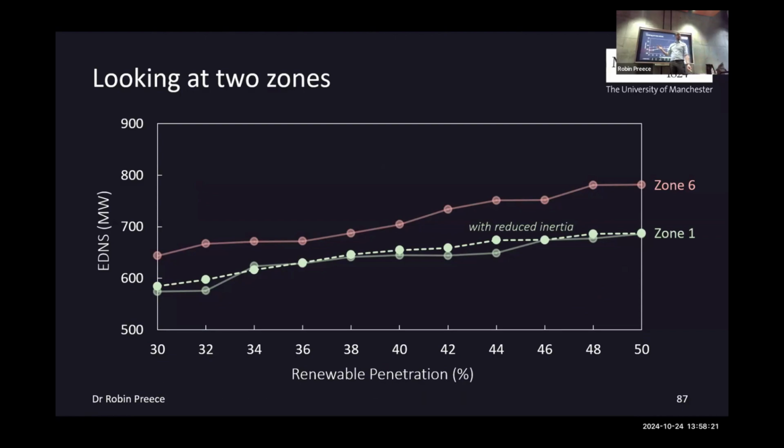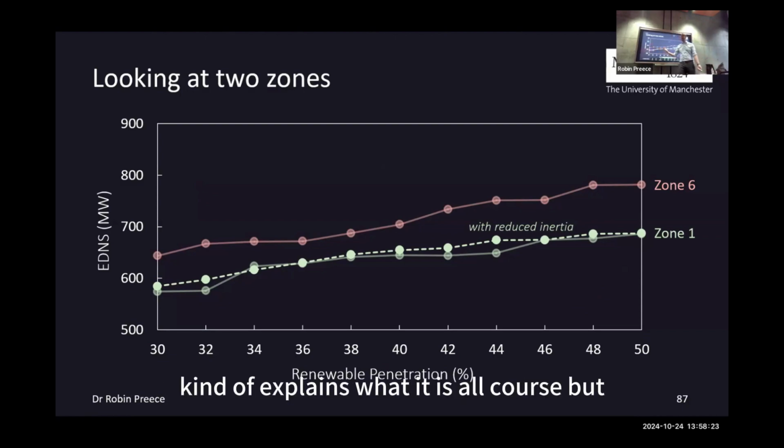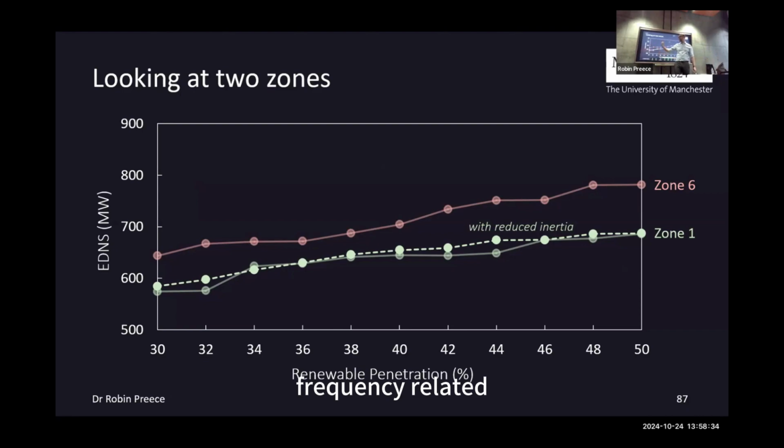I don't have a nice summary that explains what it is all caused by. We're still investigating it. But the point is, you get some clues, you think that it's under-frequency related and therefore it's an inertia problem. So you adjust the inertia to see the impact that has. And then you still find out that it's affected by loads of other things as well.